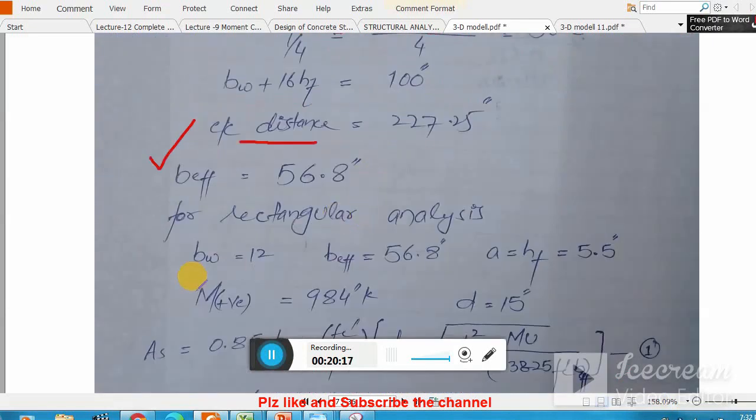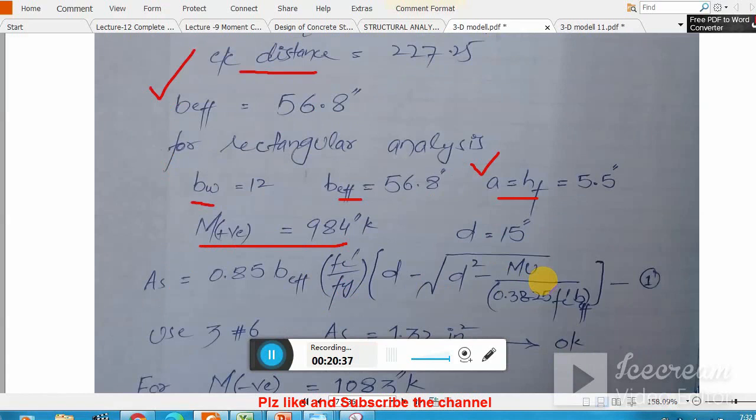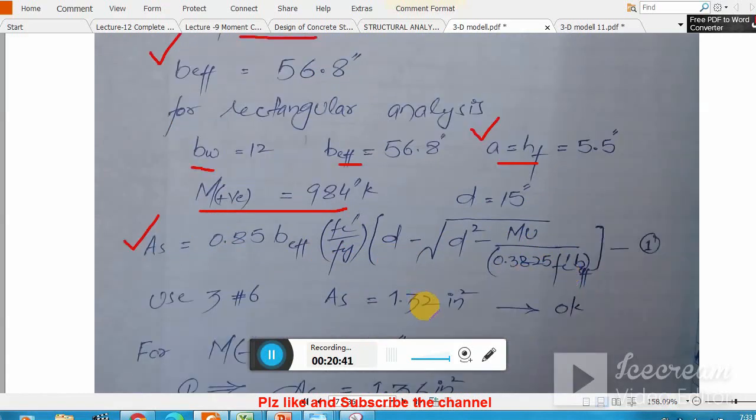So BW is known, BF is known. Assuming that A is equal to HF, you already know the calculation of T-beam analysis. We assume, okay, the moment is the positive moment. Remember, here I am checking for positive moment. So 94 inch-kip and my D is 15 inch. Using the same formula, you got your A, that is 1.32. So you just need to plug the value, you got this one, and for this moment you need 3 number 6 bars. For this steel you need 3 number 6 bars.